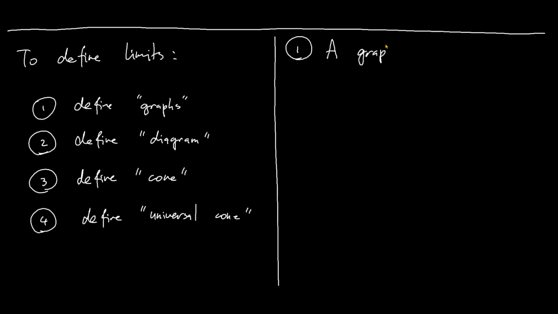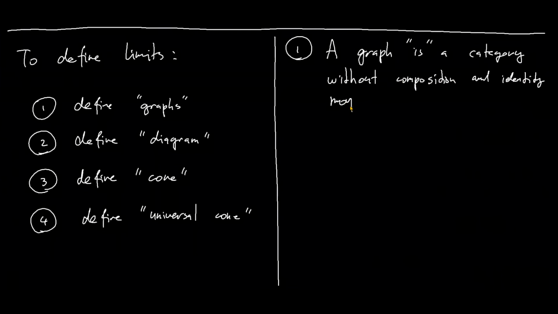So a graph is a category without composition and identity morphisms. What I'm trying to say here is basically take the notion of a category, the way we define it, and from this definition, remove everything we said about composition and remove everything we said about identity morphisms. Then you get the notion of a graph.